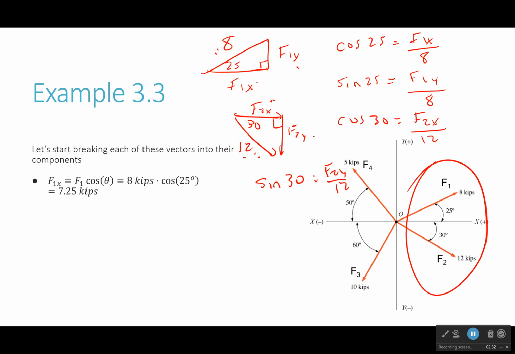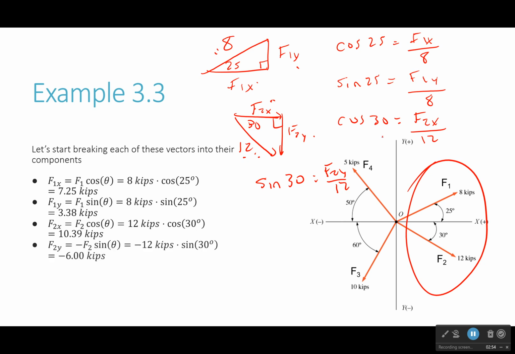So looking at this, F1 cosine of theta is equal to F1x. We're good. So that's 7.25 kips. F1y is F1 sine of theta, which we got right. 3.38 kips, good. F2x is F2 cosine of theta. We got it right, so 10.39 kips. And F2y is F2 sine of theta, and the only thing I forgot was to make sure that there was a negative sign at the end. There you go. Now this will be negative 6 kips. If you know what a kip is, it's a kilopound, it's 1,000 pounds. That's a kip. Okay.